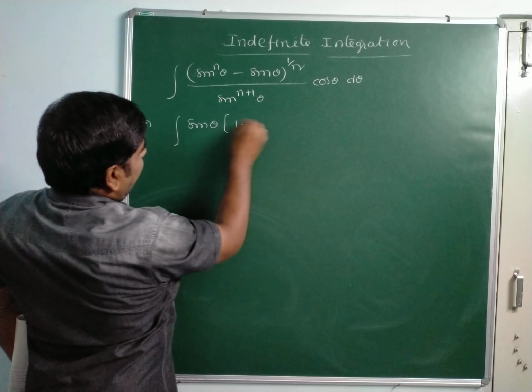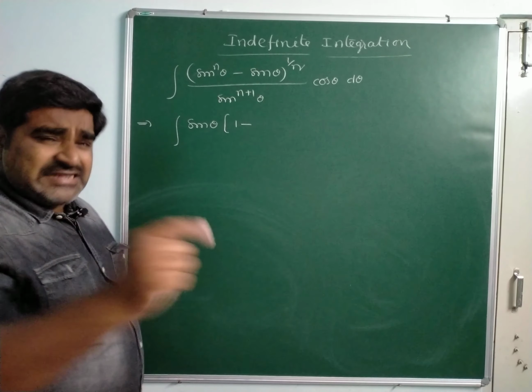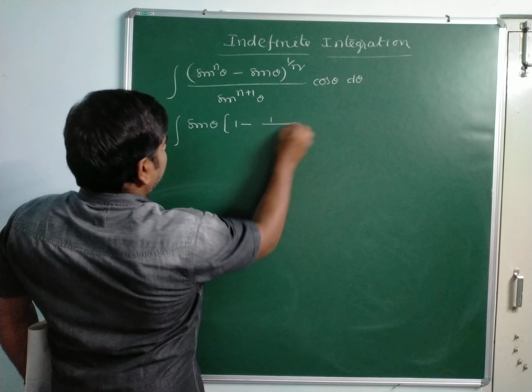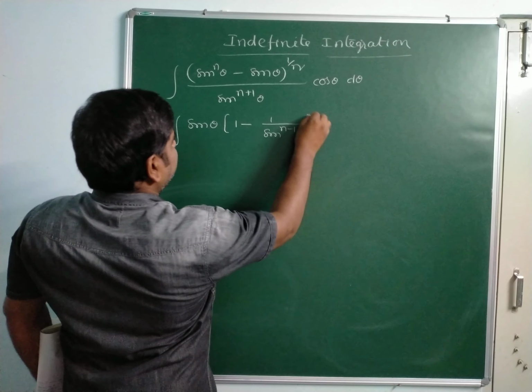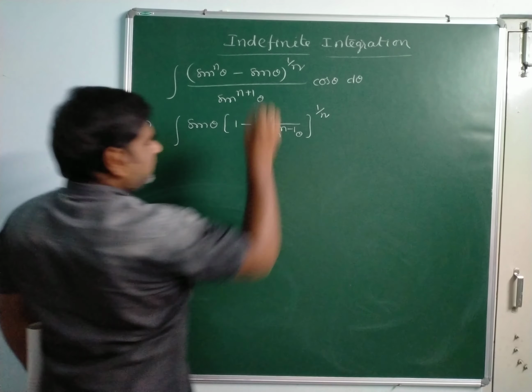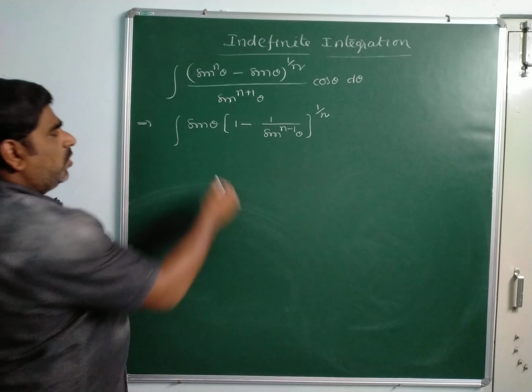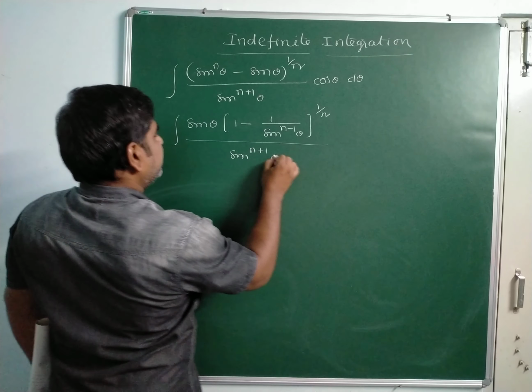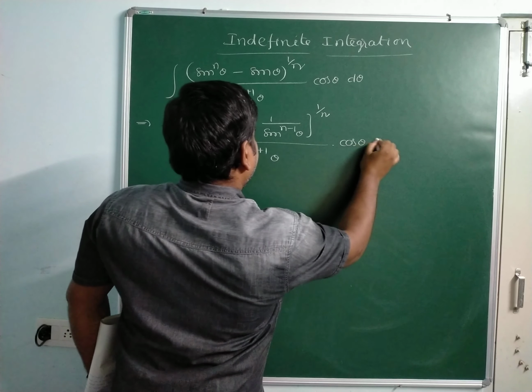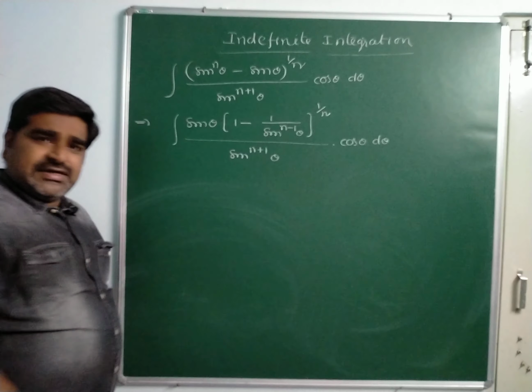So it is 1 minus. There is no sine power n, there is only sine theta. So it is 1 by sine to the power of n minus 1 into theta, whole to the power of 1 by n, whole by sine to the power of n plus 1 theta into cos theta d theta.